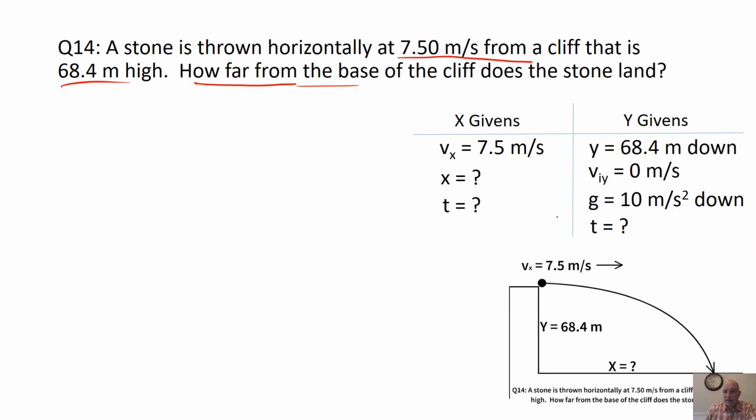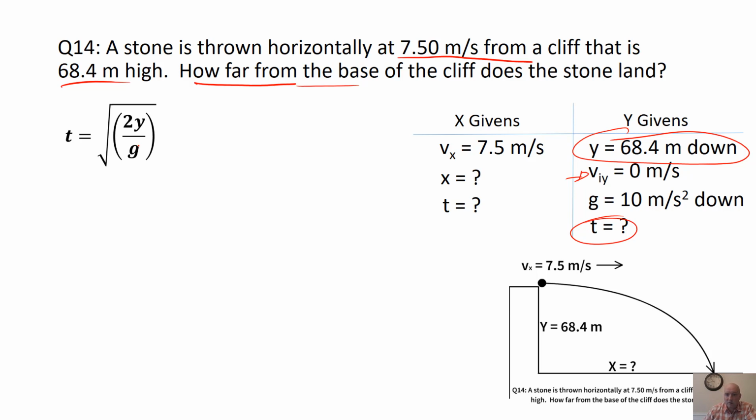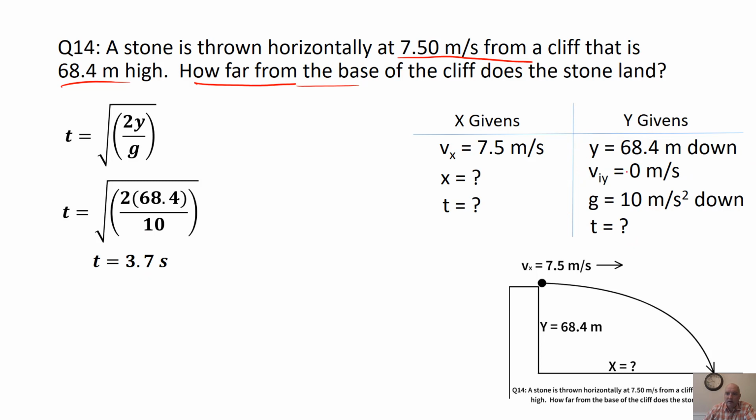So this is where that specialized equation from before comes in. If you know the y and you know that v_iy is 0, you can solve for time using this equation right here. So we're going to plug in our values: 2 times 68.4 over 10, square root of that, and you're going to get 3.7 seconds. So at this point, once we got 3.7 seconds, we now know that it just fell in 3.7 seconds. It also is done going forward in 3.7 seconds.